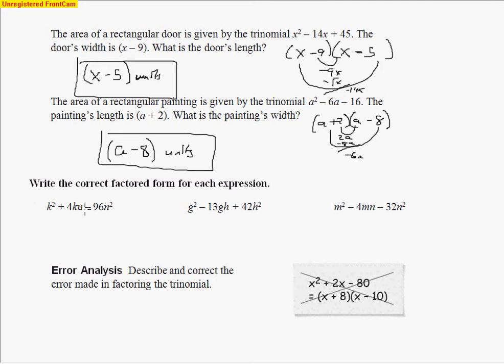Over here, it's just a little bit tougher because we have the n squared at the end. So again, we have k times k multiplies to make k squared. Now the tough thing is we've got to find factors of 96. So I'm going to take 96 and break that down. What I think of real quick is 12 times 9 multiplies to make 96. But I need them to subtract because they're opposite in sign, which is subtract to make 4. And you see these only subtract to make 3.